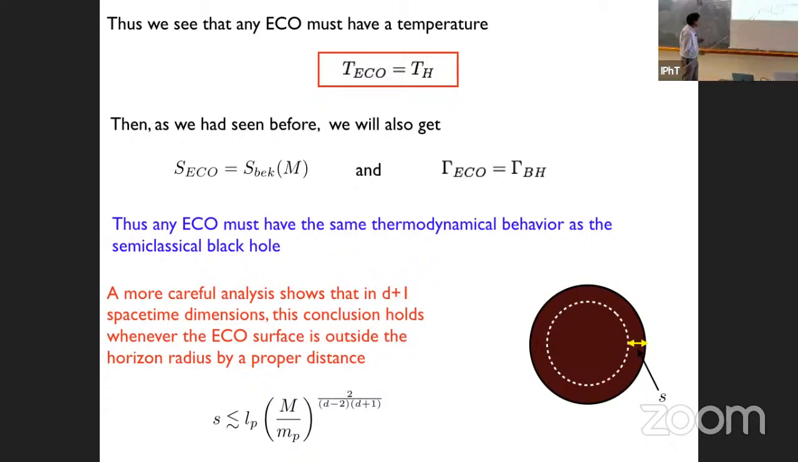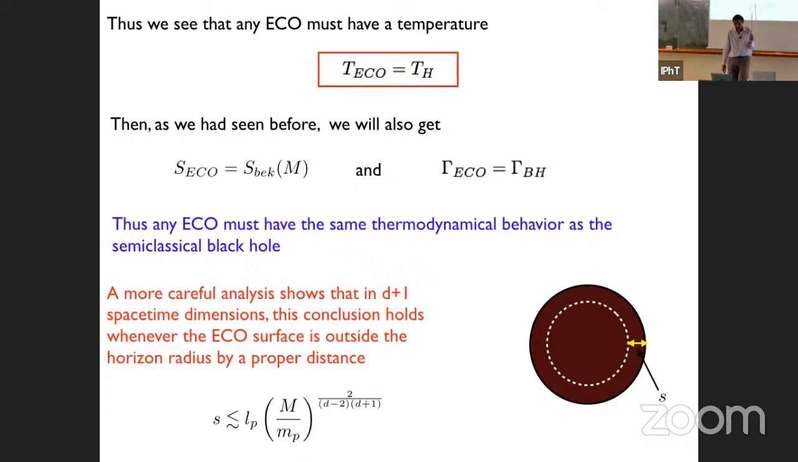And interestingly, if you do that whole thing more carefully, in an arbitrary d dimension and keeping track of everything, you can even relax the condition a little bit. It doesn't have to be within a Planck length of the horizon, even though we had given arguments why we expect them to be within a few Planck lengths. This argument works as long as it is within the Planck length times this factor of M over Mp, and in four dimensions this is root M. So if you go a distance root M in Planck units outside the horizon, if that's how big your ECO is, it still works. So all those things will have to have the same thermodynamical properties.